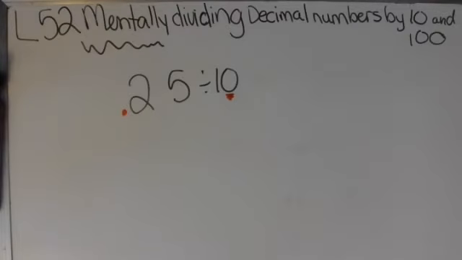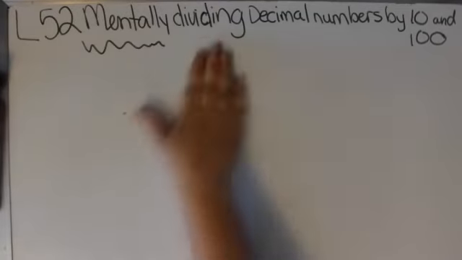That is what it wants you to do mentally. It wants you to be able to look at a number and say, okay, move the decimal place 1 point. This is what the answer is. Let's look at another one together.